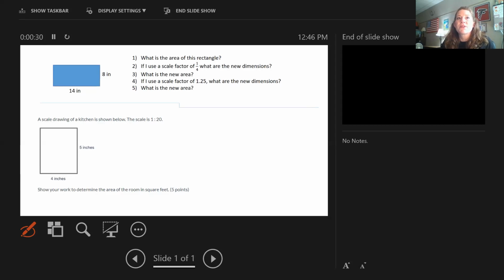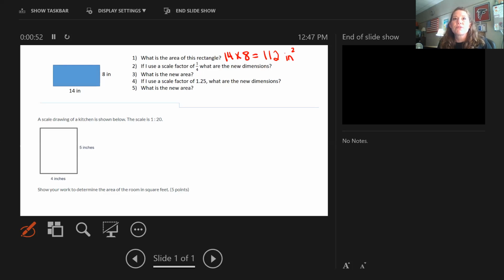All right, so the first thing I'm going to do to find the area of the original rectangle is I'm going to multiply 14 inches by 8 inches. And what do I get? 14 inches times 8 inches is 112 square inches. So 112 inches squared, okay?